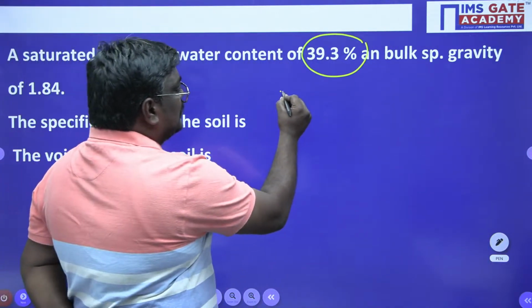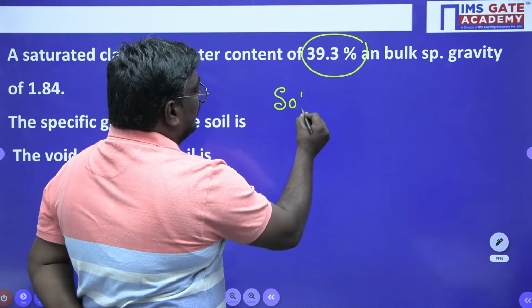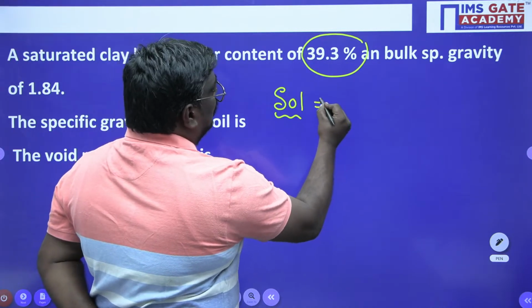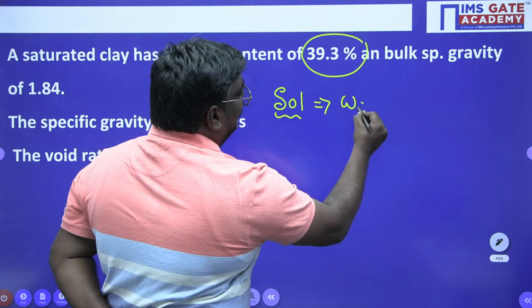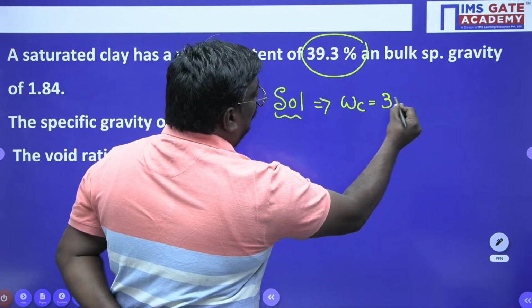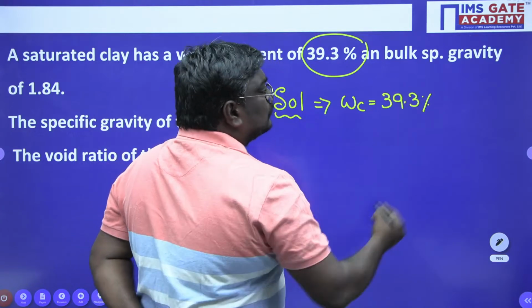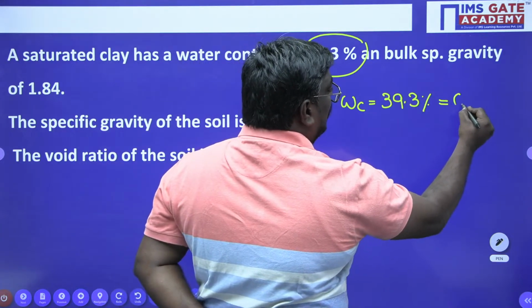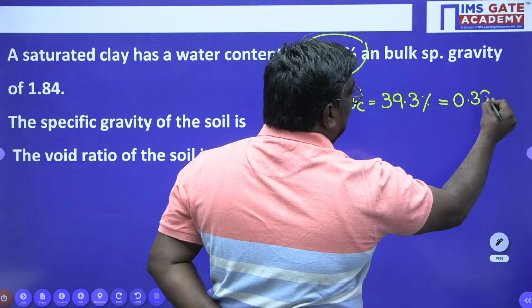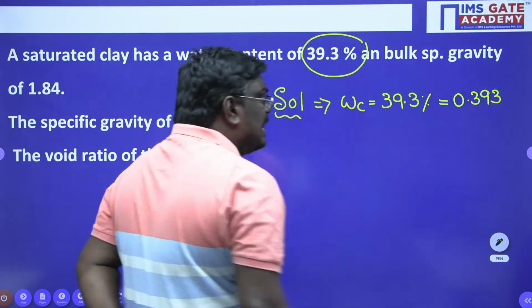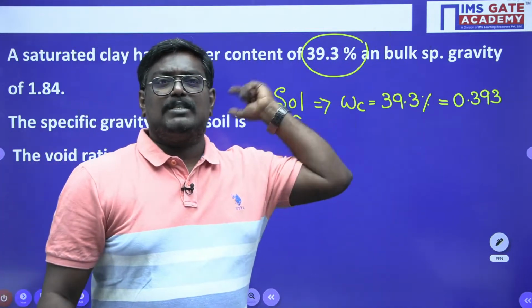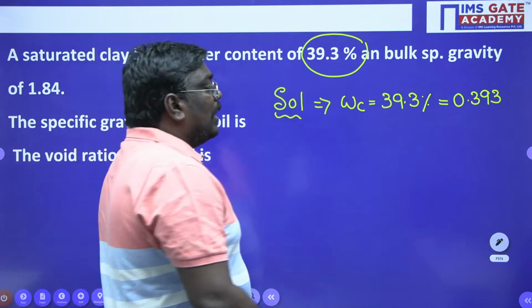The solution is quite simple. Here he has given the water content. What is the water content given in the problem? The water content is 39.3 percent, so this value is equal to 0.393. And he has given the bulk specific gravity of 1.84.